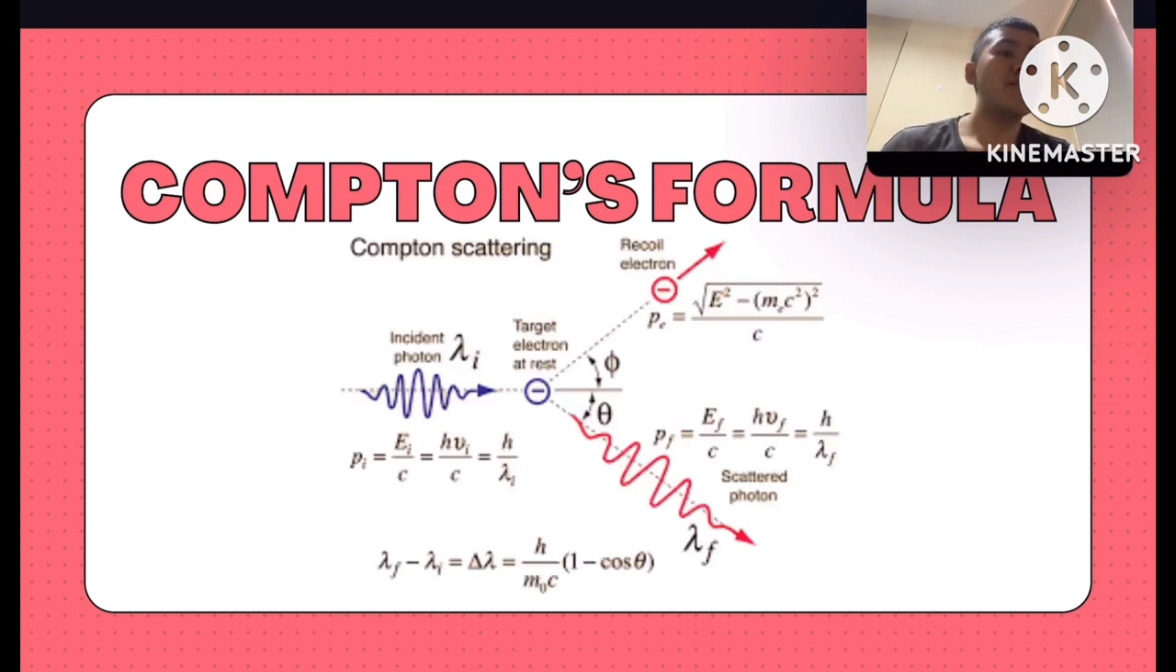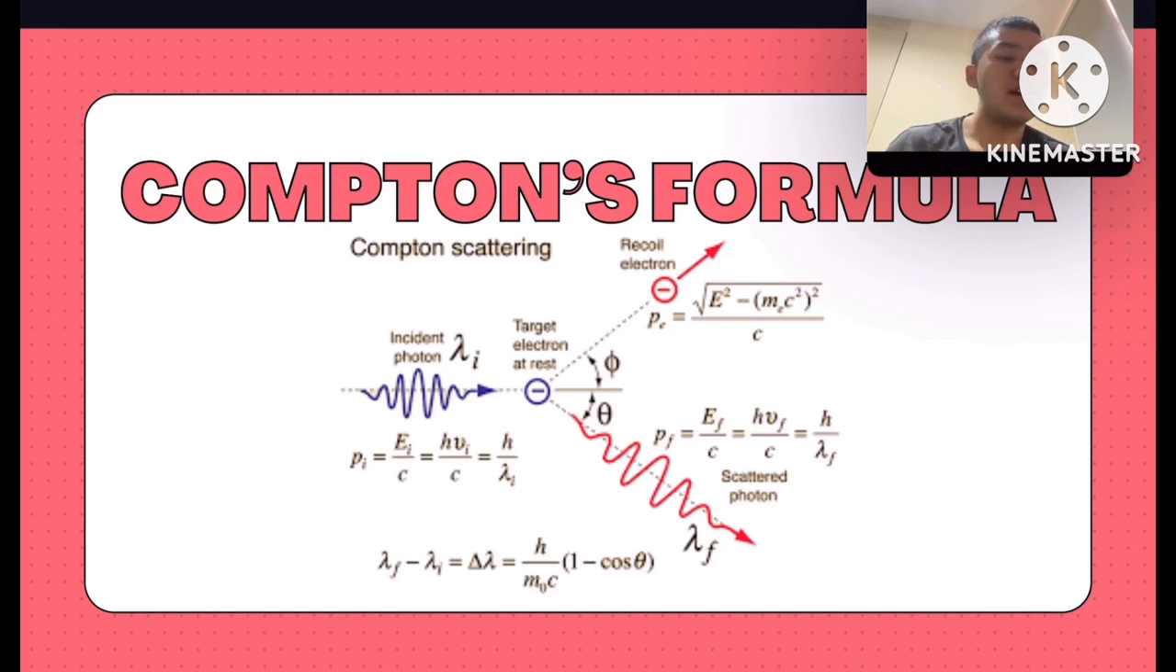The next topic is the important equations of the Compton formula. First, p equals E divided by c, and E equals hν. Then ν divided by c equals 1 over λ, so p equals h divided by λ. λ final minus λ initial equals Δλ, and Δλ equals h divided by mc, multiplied by 1 minus cos θ that I have mentioned before.